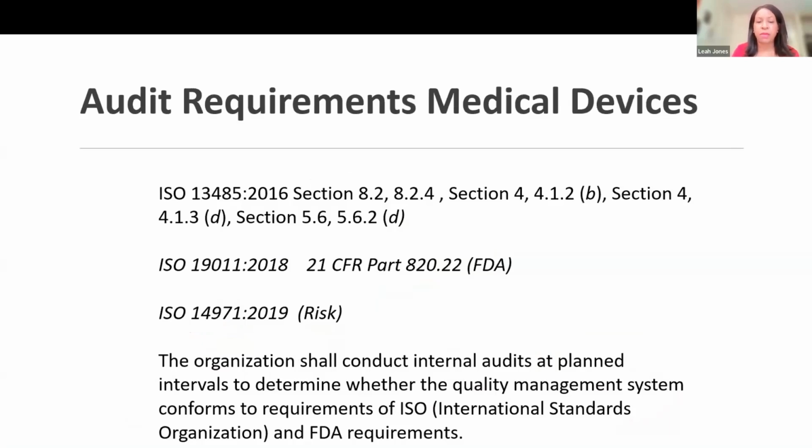Because FDA requires that audits have to be conducted and planned on a regular basis, and so does the ISO requirements, which are the International Standards Organization. So these audits have to be planned at regular intervals, mainly annually, to determine if your quality management system is adhering to the regulations.